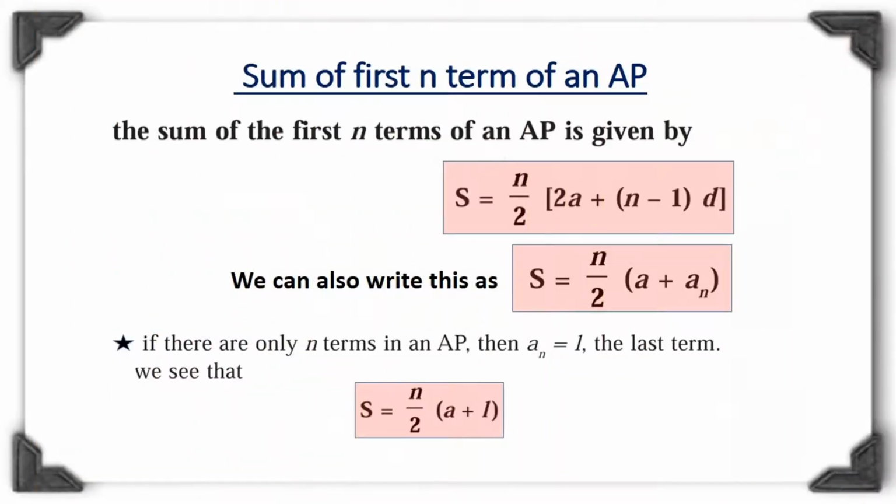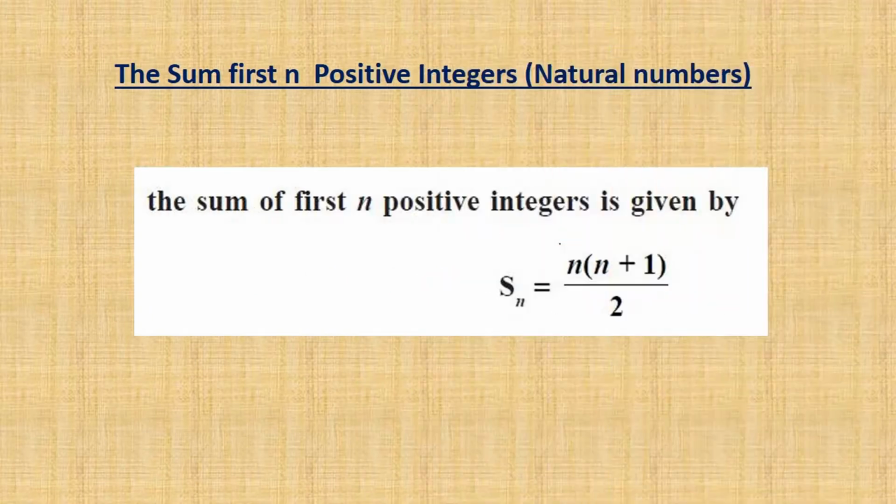And then the sum of the first n terms of an AP, we saw these formulas. The formula to find the sum of the first n terms of an arithmetic progression is S is equal to n by 2 into (2a plus (n minus 1)d). We can also write the same as S is equal to n by 2 into (a plus l), if the progression is finite and terminates. And then the sum of the first n positive integers, natural numbers, is given by S_n is equal to n into (n plus 1) by 2.